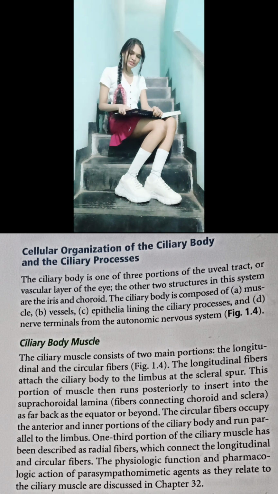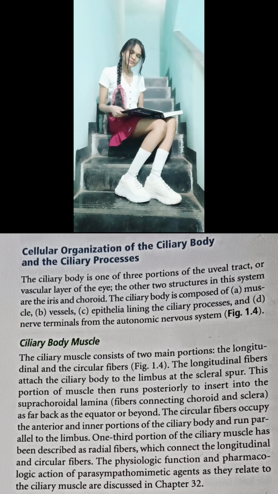The ciliary body is one of three portions of the uveal tract or vascular layer of the eye. The other two structures in the system are the iris and choroid. The ciliary body is composed of A. Muscle, B. Vessels, C. Epithelia lining the ciliary processes, and D. Nerve terminals from the autonomic nervous system.